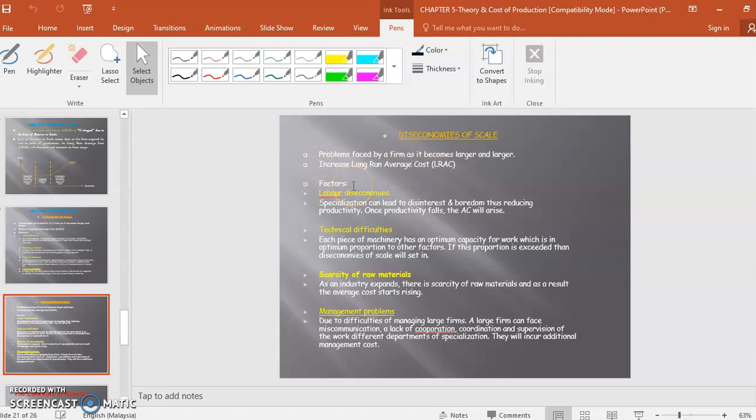So what are the factors? First is labor diseconomies. Specialization can lead to disinterest and boredom, thus reducing productivity. Once productivity falls, the AC will rise. Okay, sebab bila buat specialization, contohnya lah kilang tayar tadi, pekerja tu kerja part tayar sahaja. Okay, hari-hari pasang tayar, hari-hari kerja dia tu je.